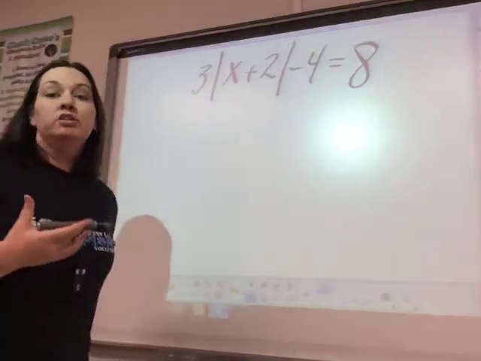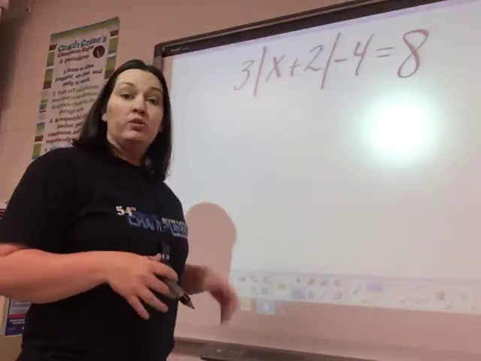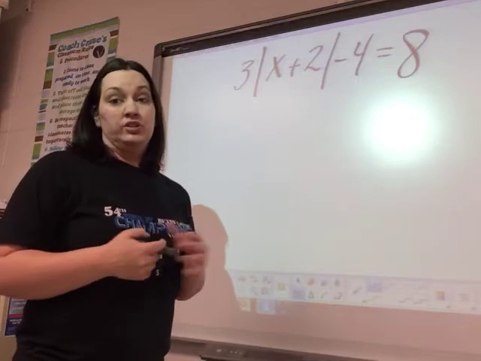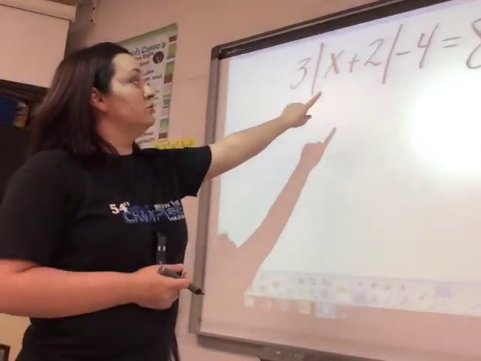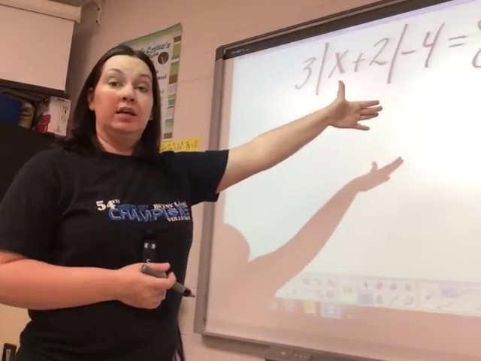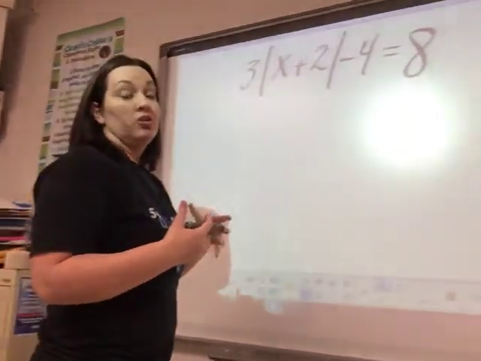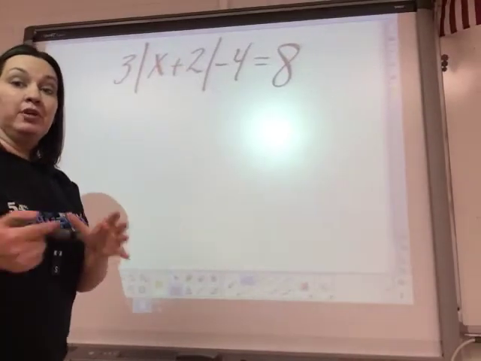Okay, today we're going to continue with absolute value equations. We're going to do a more complicated equation. So I have the equation 3 times the absolute value of x plus 2, minus 4, equal to 8. We're going to solve this again graphically first, algebraically second.